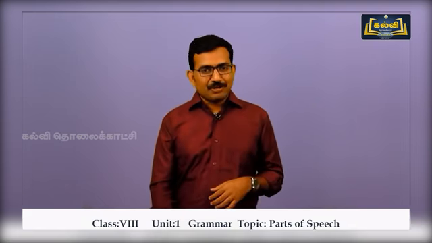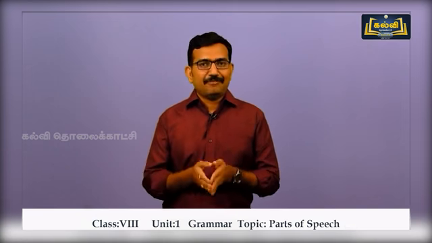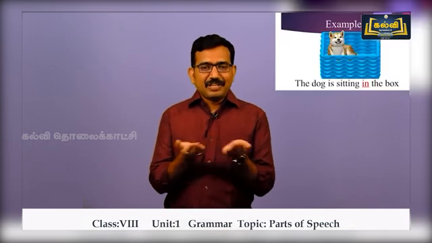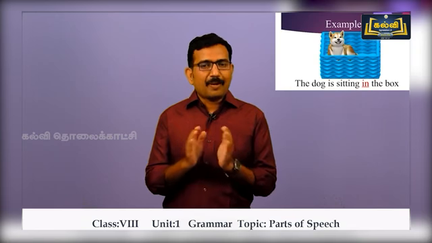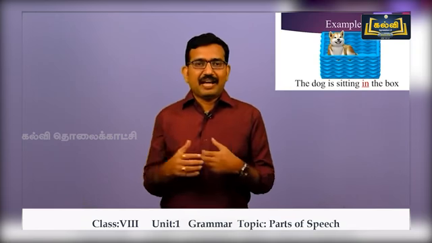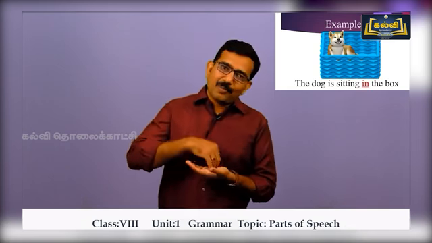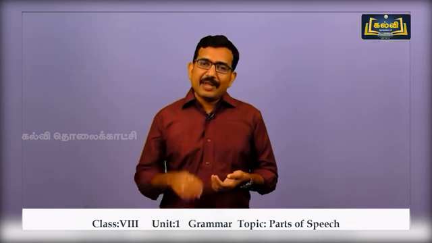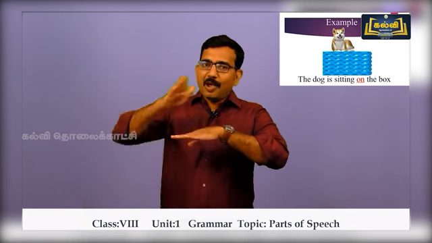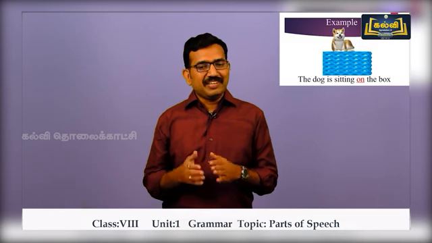Now I'm going to show you some objects and you're going to tell me which preposition suits well for this. So look at the image here. I have taken two things. One is a tray or a box, and I have fixed the dog in the position of that. The first image shows you the dog is sitting in the box. So in is the preposition. The second image shows you the dog is sitting on the box. So on is the preposition here.